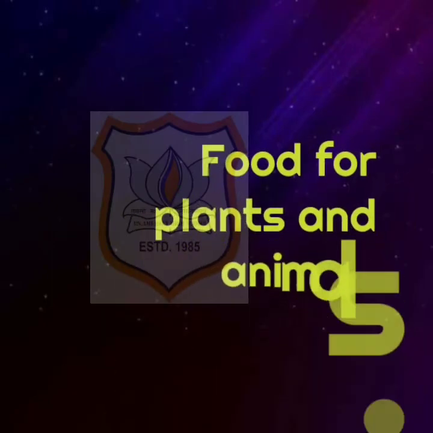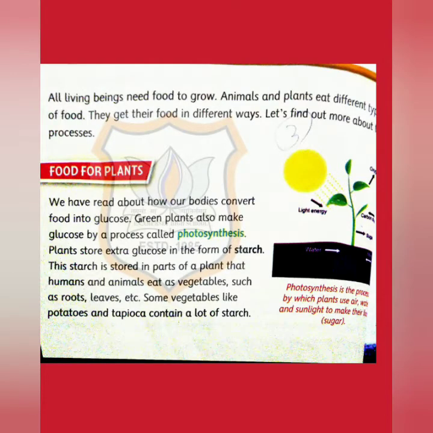All living beings need food to grow. Animals and plants eat different types of food, and they get their food in different ways. Let's find out more about this process. So animals and plants eat different types of food, and how they get that food, we will study in this process. Our first topic is food for plants.